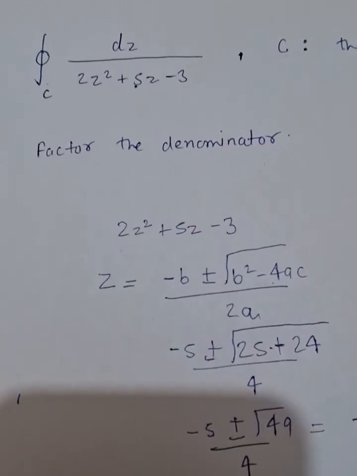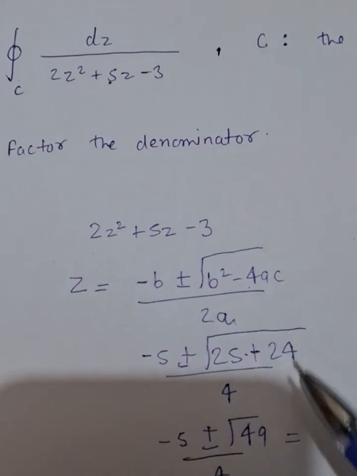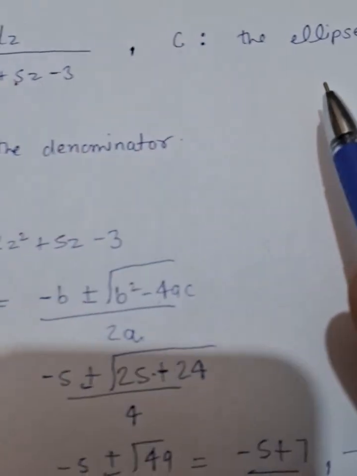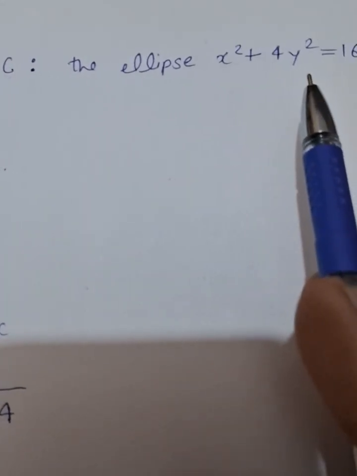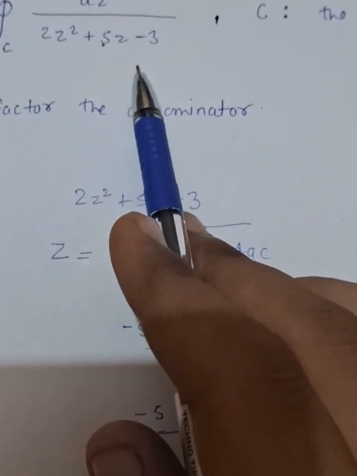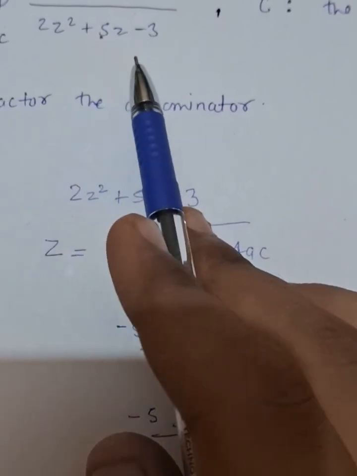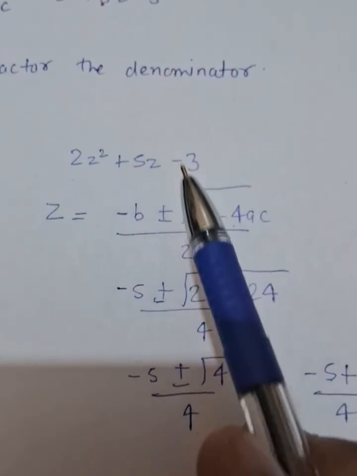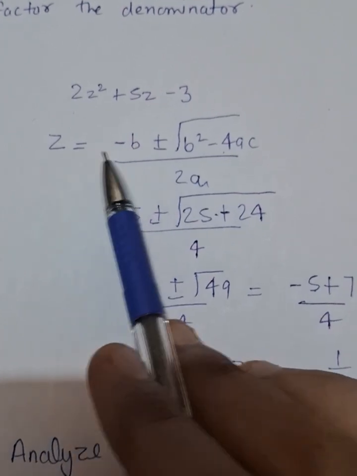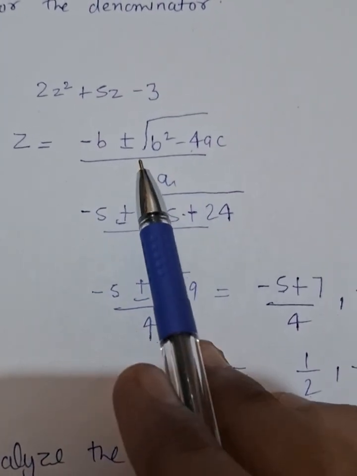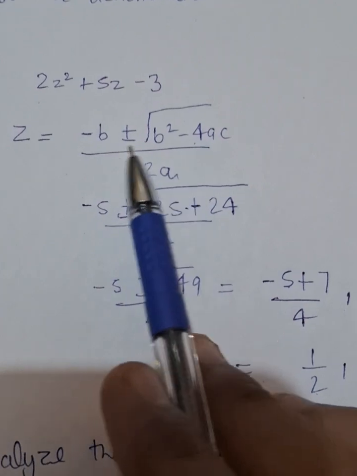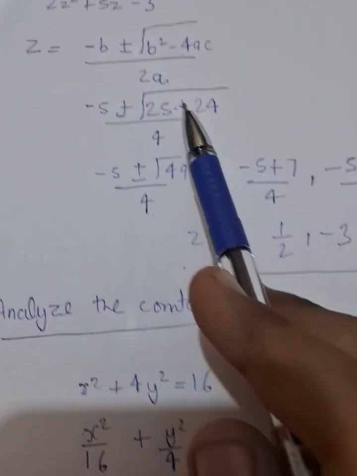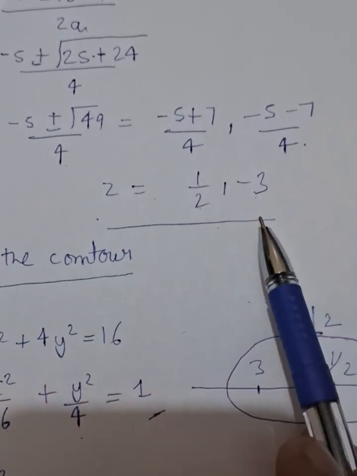So let me quickly recap what we have done. We have the integration of the function with 2z squared plus 5z minus 3 along the contour, the ellipse x squared plus 4y squared equal to 16. First we take the denominator, which is a quadratic equation, and we find the z values, which act as the singularity points. For finding the z values we apply the quadratic formula, minus b plus or minus root b squared minus 4ac upon 2a. After applying this, we get the values of z as 1 by 2 and minus 3.